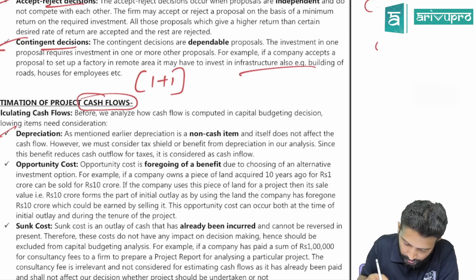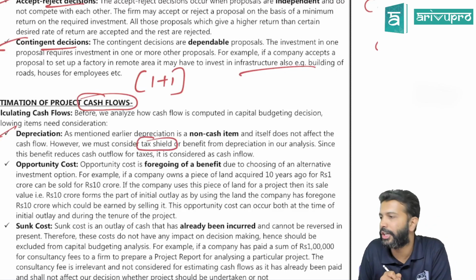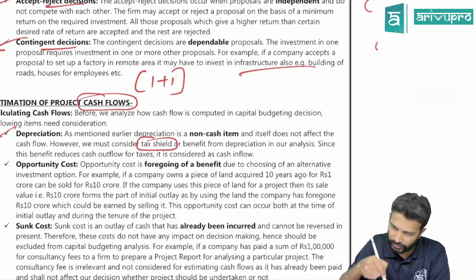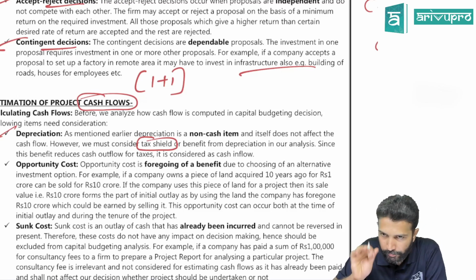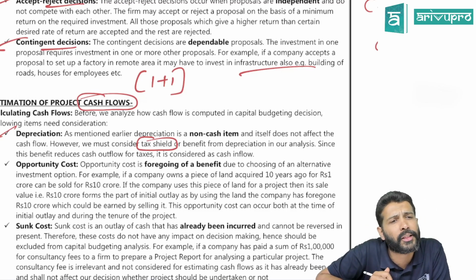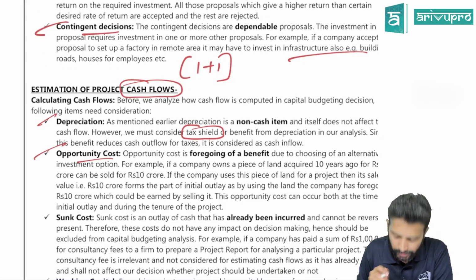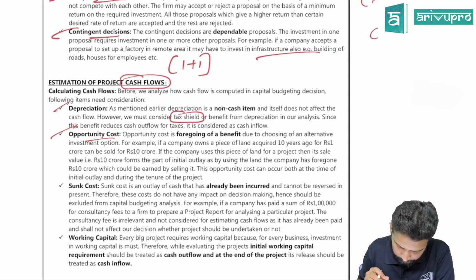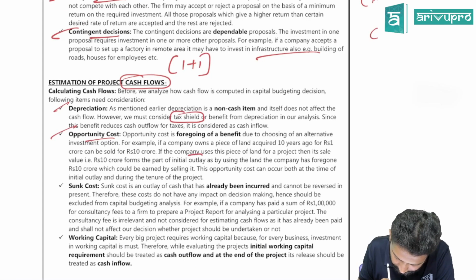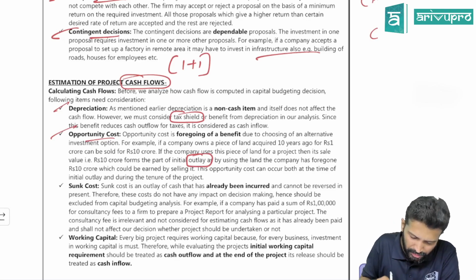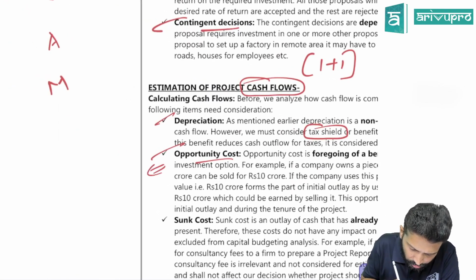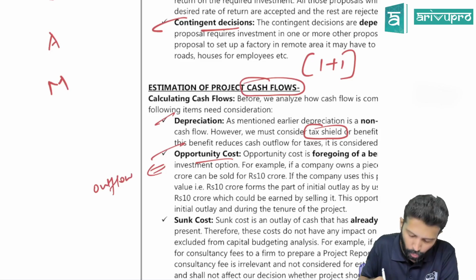Okay, here they have given... consider tax shield or tax benefit. I'll tell you what to do. In today's session only, we'll work out one problem. On depreciation, you have to consider the tax benefit. Opportunity cost, you consider it as an outflow. Somewhere they must have given, no? Not given. Okay, I'll just underline this part. Maybe here you may write: opportunity cost, you consider as an outflow.